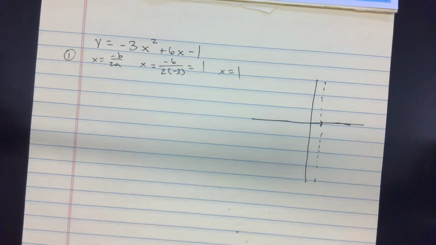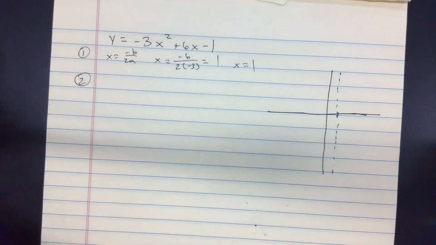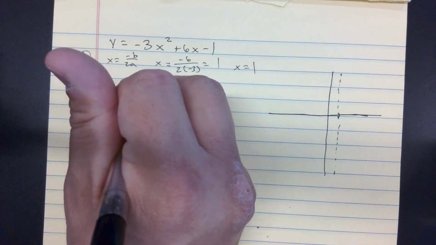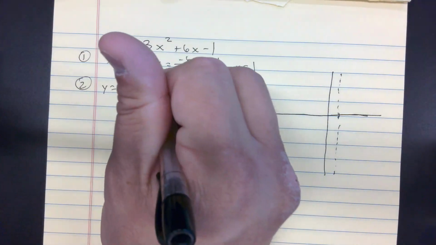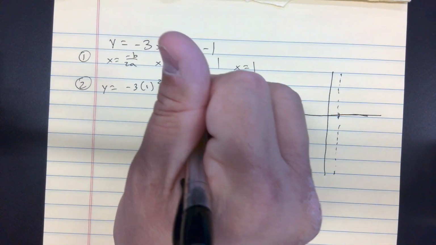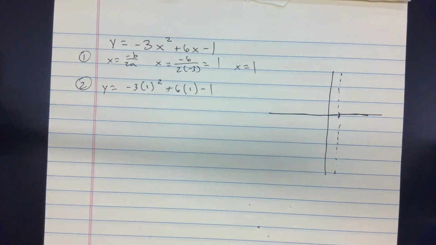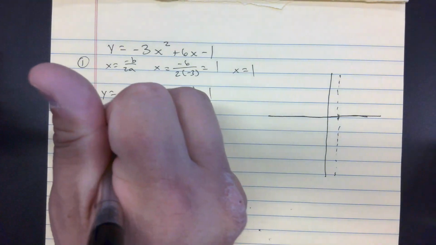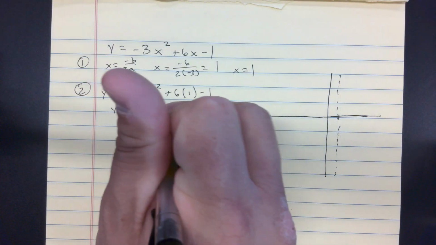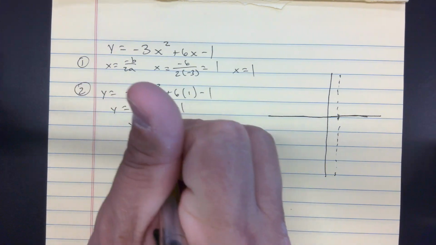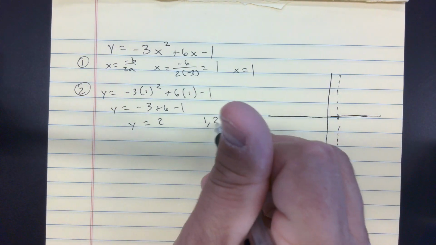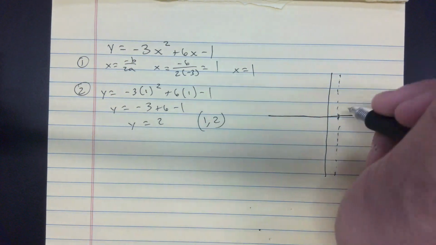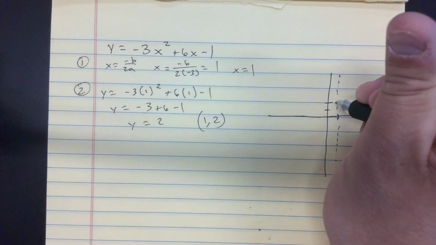Dan, step number 2, we're going to find the vertex, right? So we're going to plug in 1 into our x's to get a y value back. So y is going to equal negative 3 plus 6 minus 1, or y equals 2. So, Dan, our vertex is 1, 2.